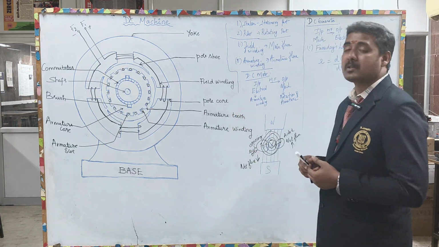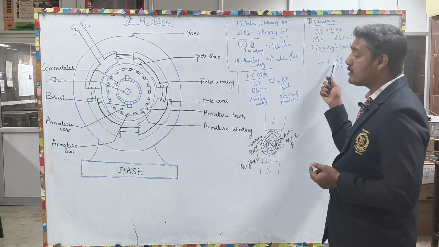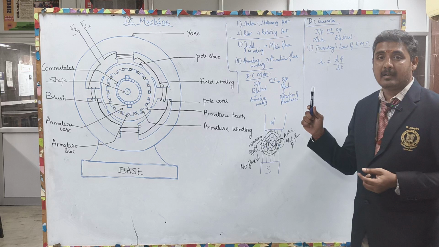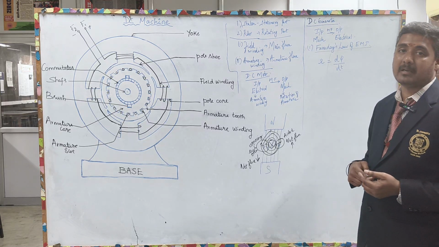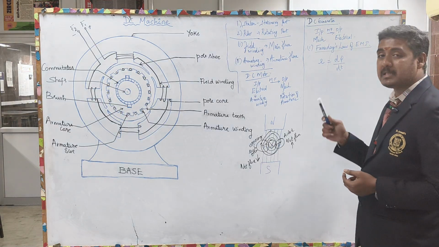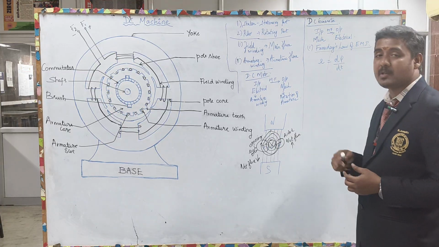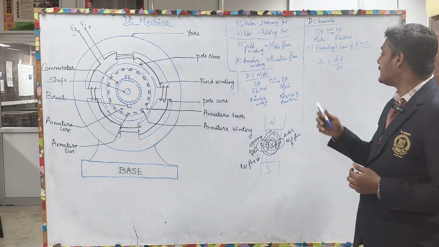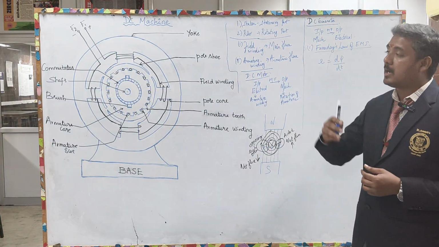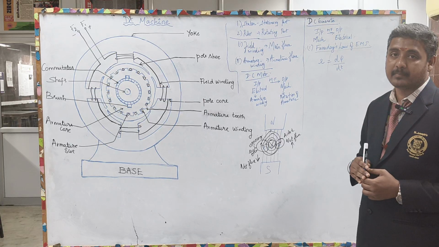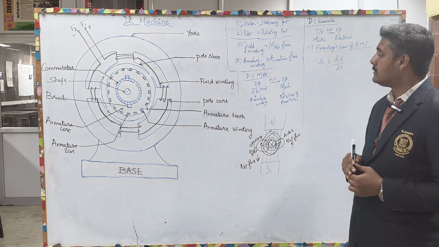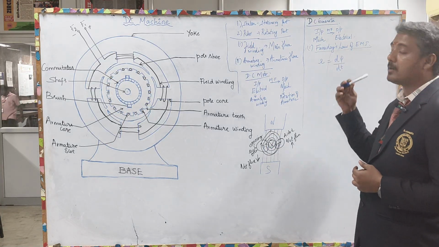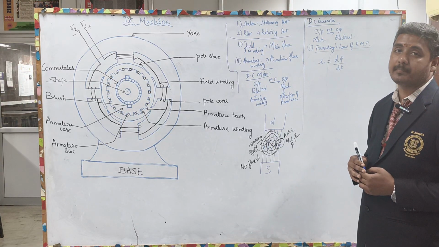When it is rotated, what happens? There will be a change in the flux linkage between the stator and the rotor, and because of the change in flux linkage, EMF will be induced in a conductor. The EMF will be induced in the armature winding. That is what Faraday's law of electromagnetic induction represents here.